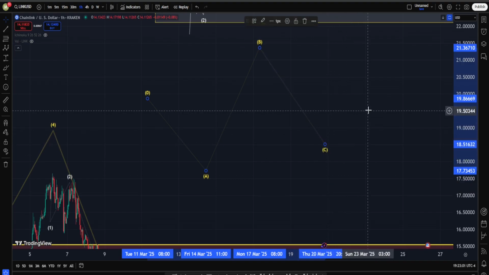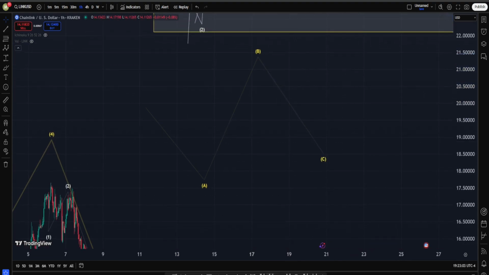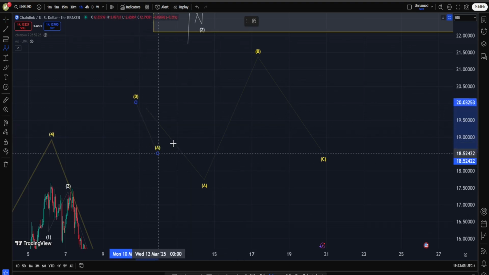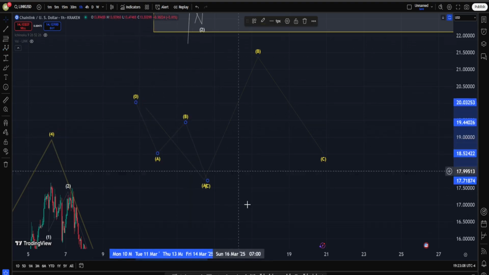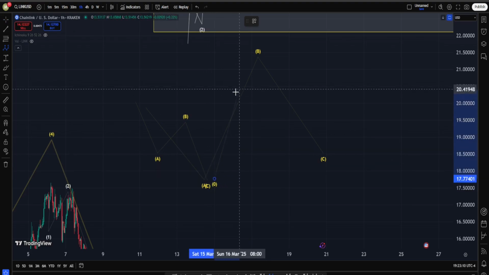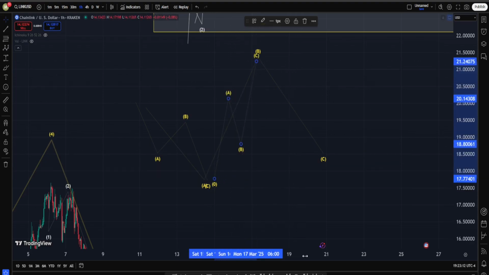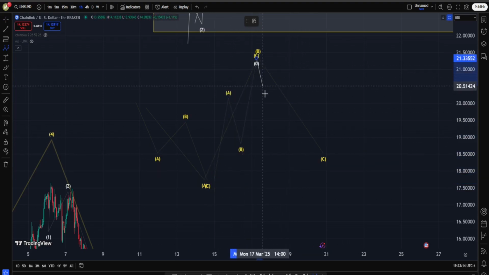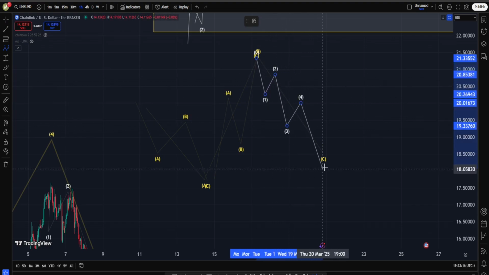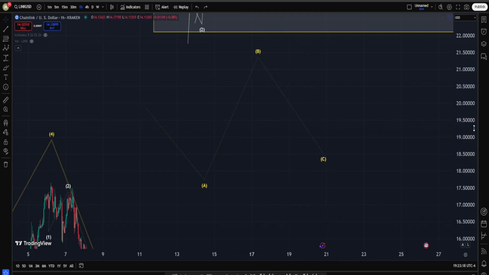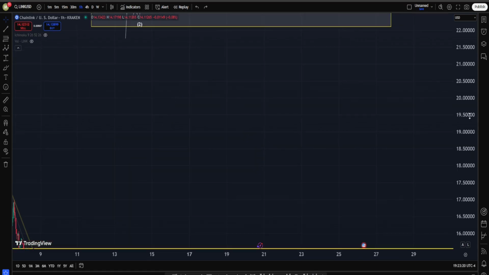For now, let's just consider the possibility of having a running flat, but the subwaves overall are going to be generally the same. ABC down into A, ABC, or maybe even a WXY, not that important, into B, and a 1, 2, 3, 4, 5 wave down into our C leg. Now let's go on the live chart and see what is happening.